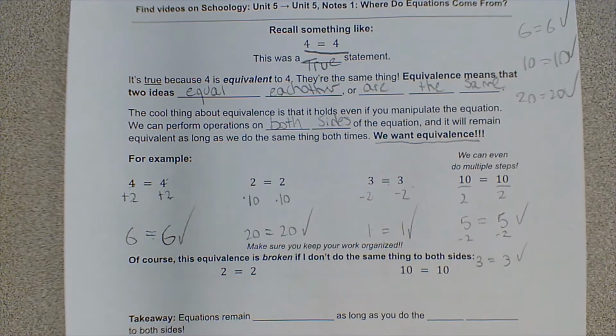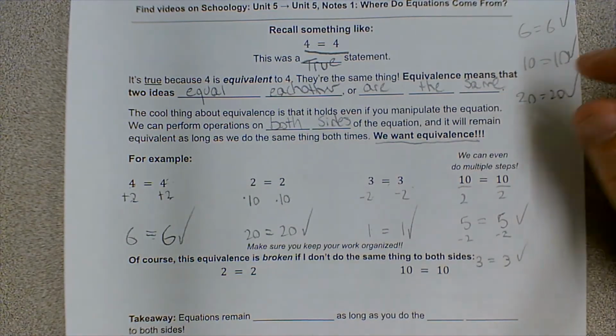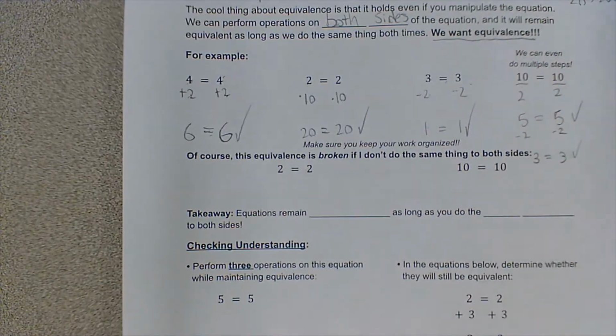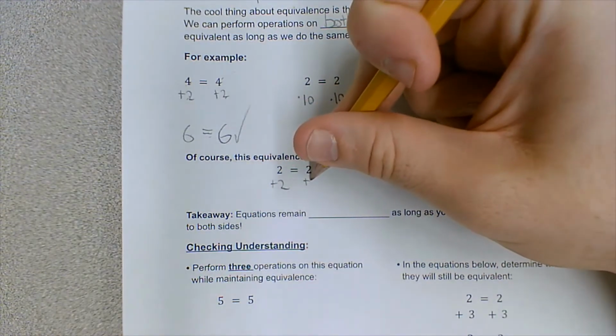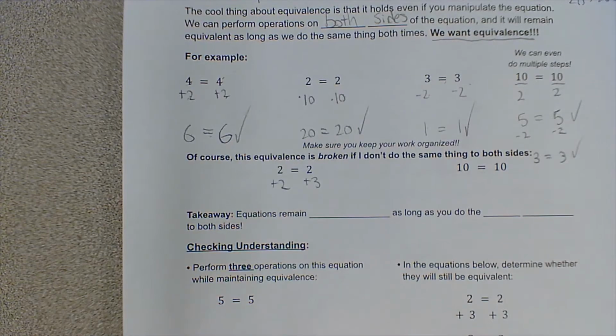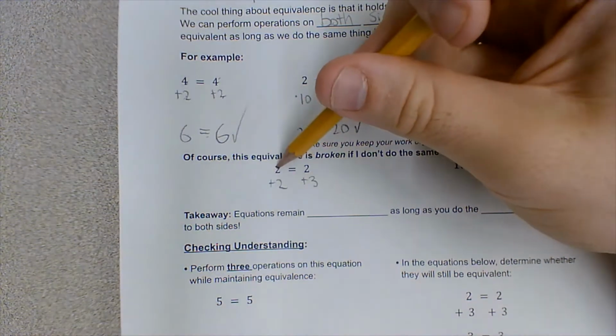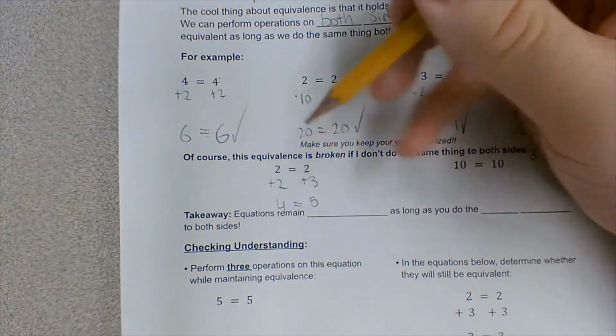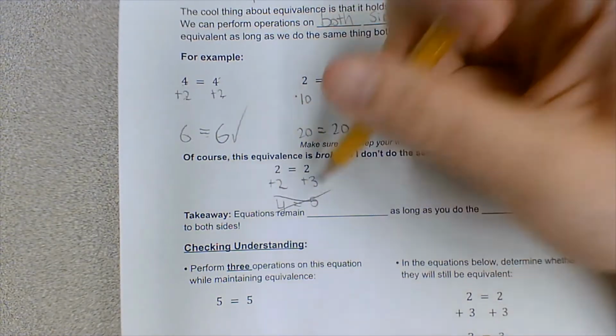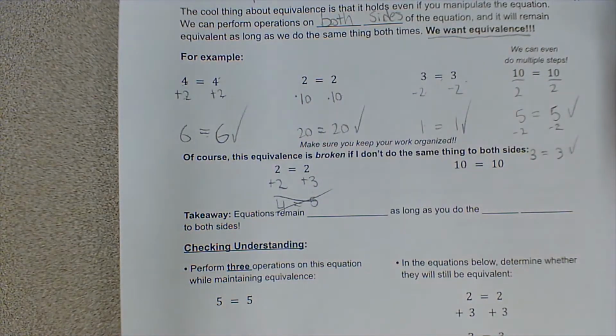Now, I want to show you what will happen if we don't do the same thing on both sides. We will lose equivalence. And I'll show you what that means. Let's say, for example, I added plus 2 on this side, but plus 3 on the right. Oh no, that's not good. Because when I add 2, I end up with 4. But when I add 3, I end up with 5. These are no longer equivalent. They're no longer the same. I made a mistake. I lost equivalence.